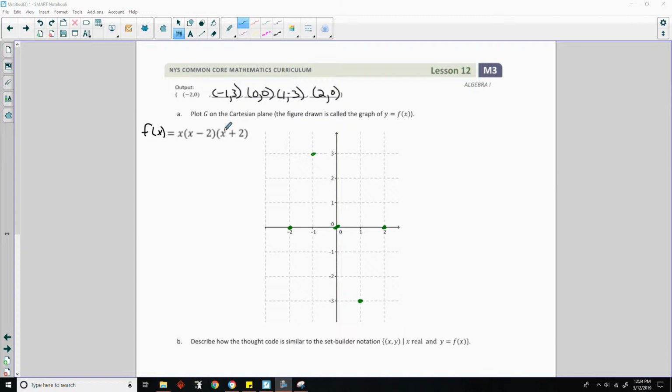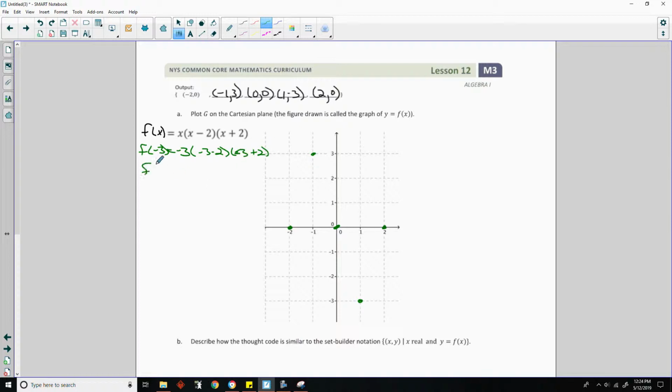Okay, so here is our function. f of x equals x times x minus 2 times x plus 2. So if I choose a value, let's go out to negative 3. So I want to know what f of negative 3 is. Again, this is an integer, but what'll get us started? Here's negative 3 minus 2, and negative 3 plus 2.